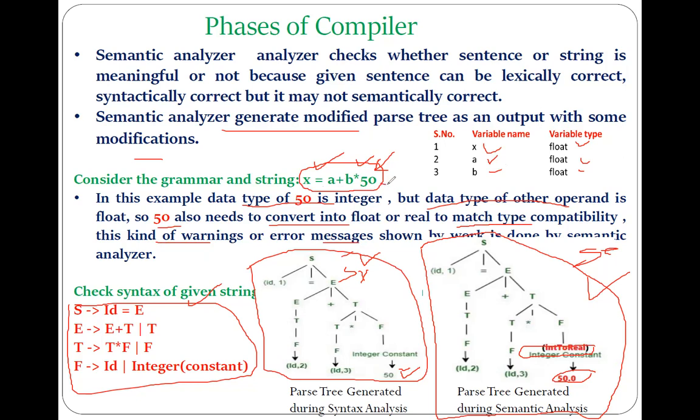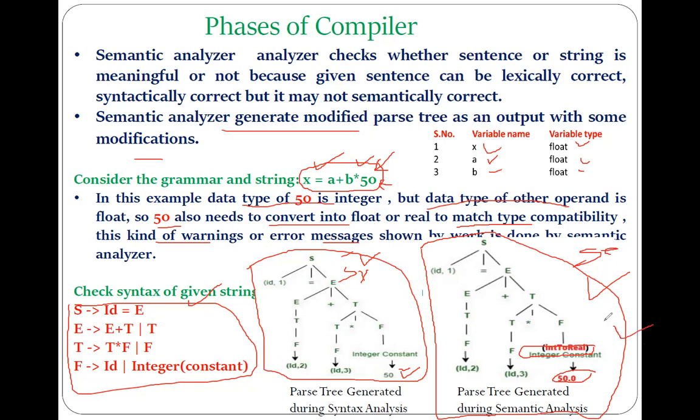That 50 has an incompatible type. Then that 50 has to be converted into 50.0. So that automatic typecasting is done by some compilers. The C compiler does this automatic typecasting in the semantic analysis phase. So this is nothing but the parse tree generated after the semantic analysis.